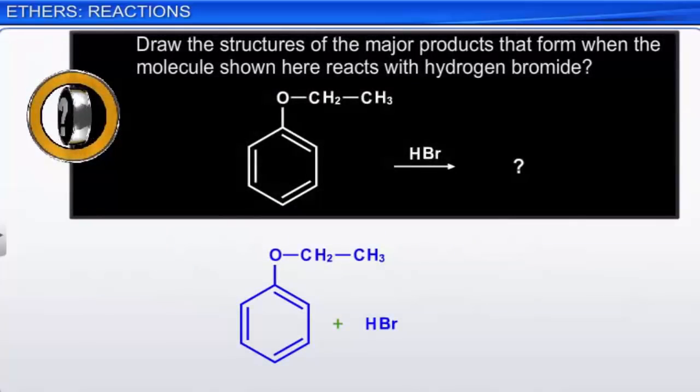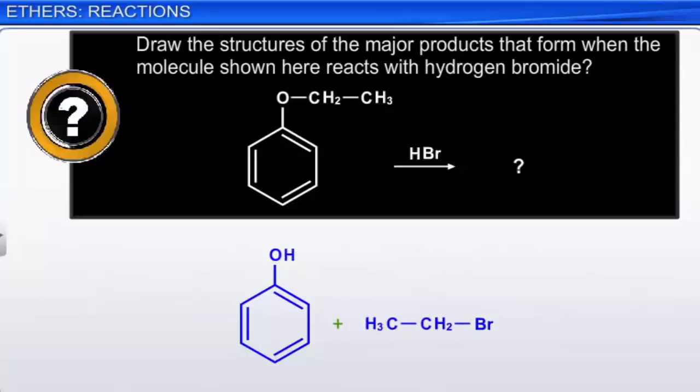Can you draw the structure of the major products that form when the molecule shown here reacts with hydrogen bromide? Since this is an alkyl aryl ether, ethyl phenyl ether, the alkyl-oxygen bond will break. One product will be phenol. The other will be ethyl bromide.